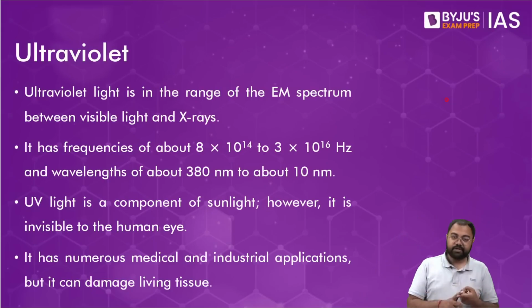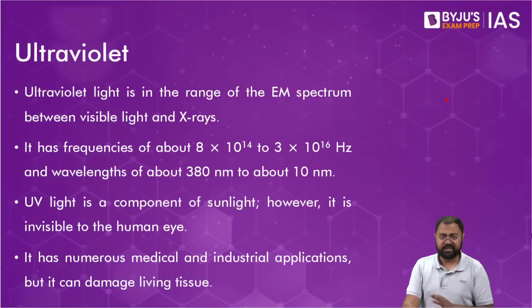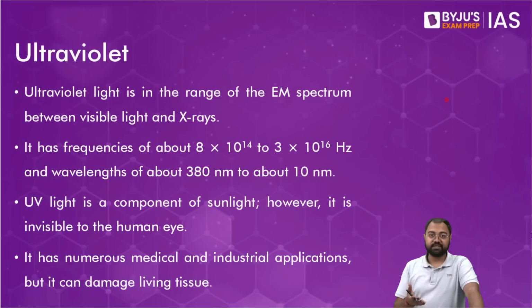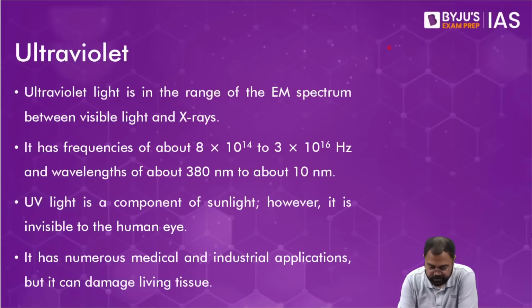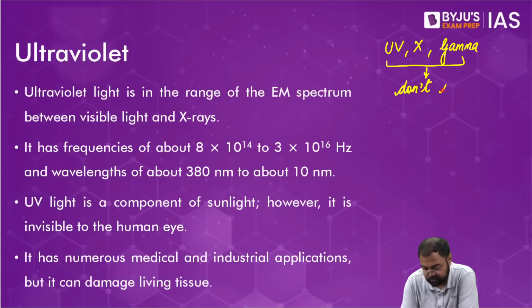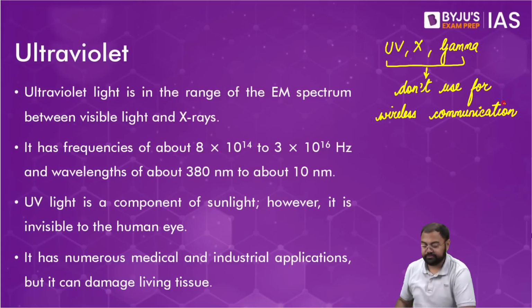So that's why ultraviolet, x-rays and gamma rays, these cannot be used for wireless communication, or we don't use it. I mean, theoretically, can we use it? Theoretically, yes, we can use it, but practically it's impractical for us to use them. All right. So ultraviolet, x-rays and gamma, these three we don't use for communication. We don't use them for wireless communication.